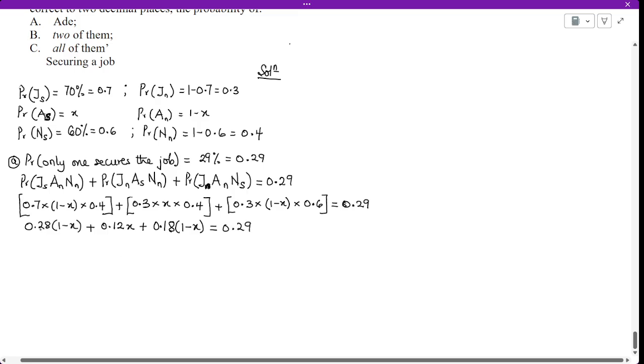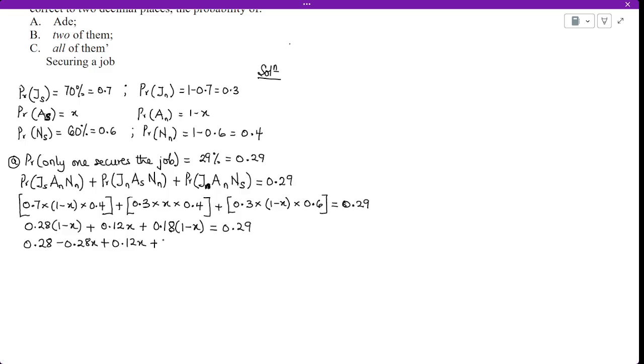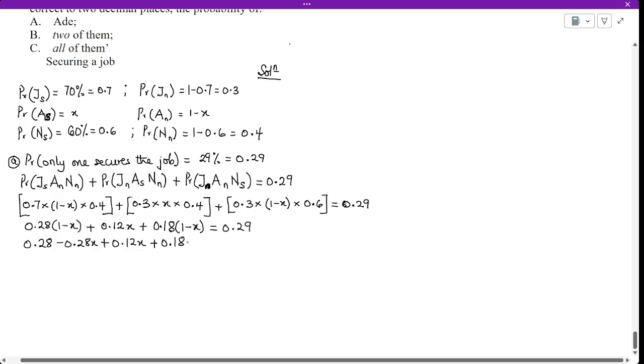All right. So let's take it step by step. When we expand this bracket, we're going to get 0.28 minus 0.28x. Then I have positive 0.12x. Then I move on. I have 0.18 minus 0.18x. And this gives me 0.29. You see how it works here after expanding everything.